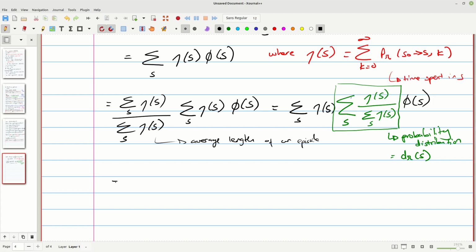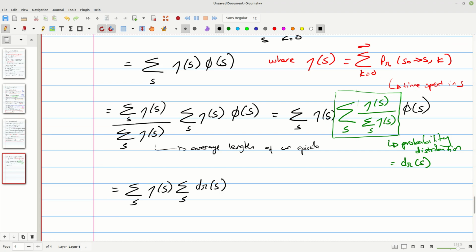So what we end up with is equal to the summation over s of this term times this term, which we termed as d pi of s. So that's the summation over s of d pi of s, actually this is the stuff inside, but anyway, you get the point, times phi s. What was phi s?